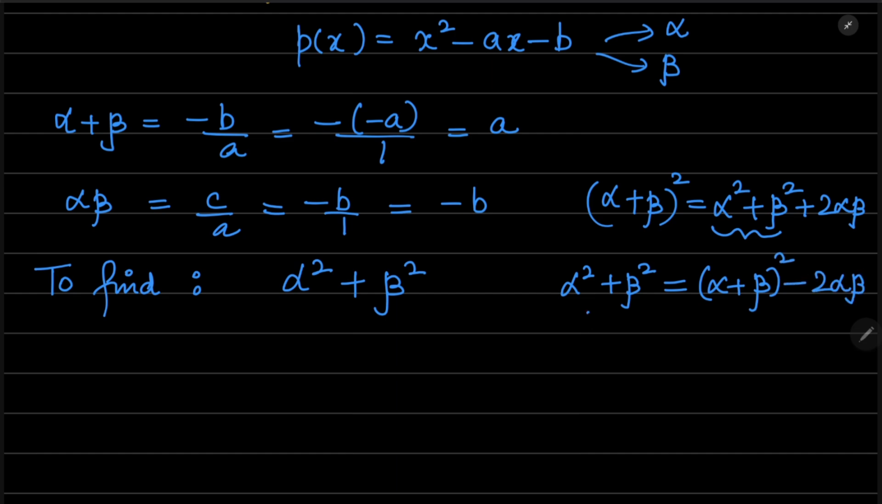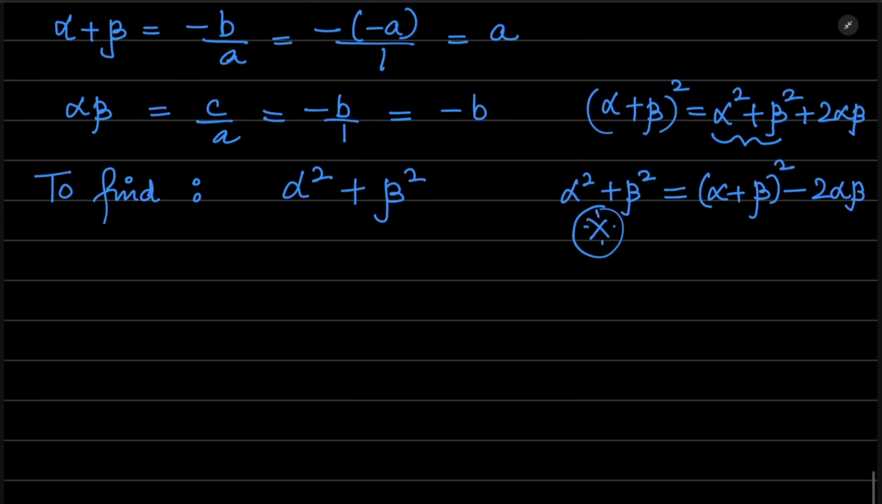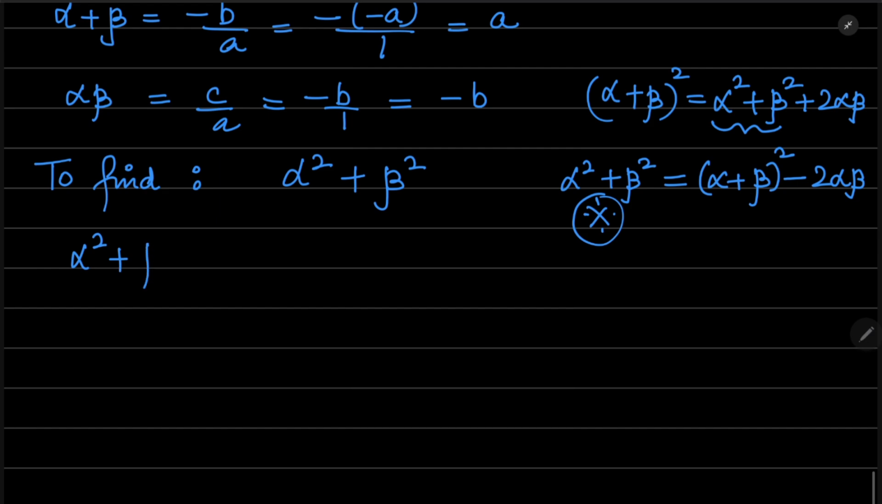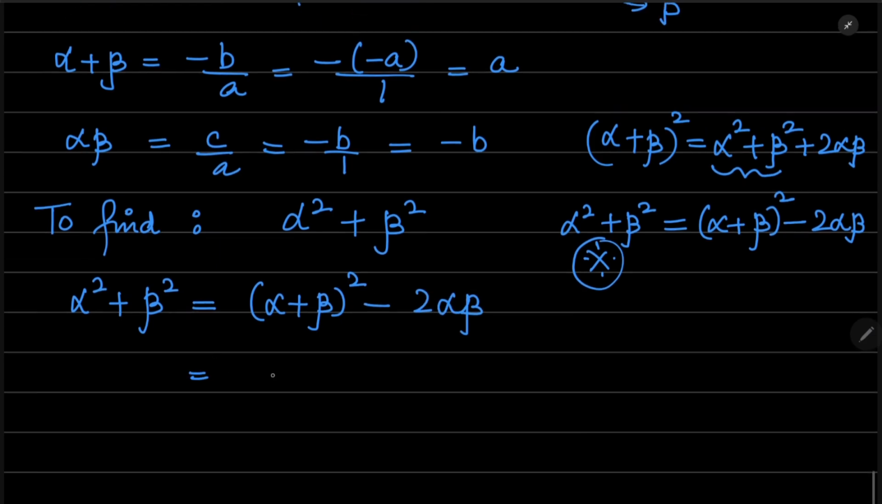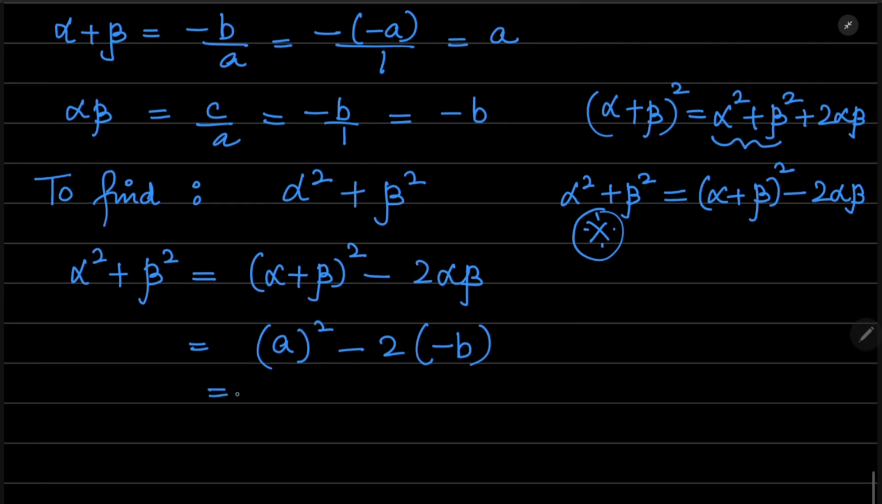So this is a very important identity which you have to remember. Okay, it is used multiple times. It will be used very frequently this year for you, so please remember it. So let's write it directly. Alpha square plus beta square will be equal to alpha plus beta the whole square minus 2 alpha beta. So what is alpha plus beta? It is a, so a square minus 2 into what is alpha beta? Minus b. Okay, so you're getting a square, minus into minus is plus 2b. That's your answer.